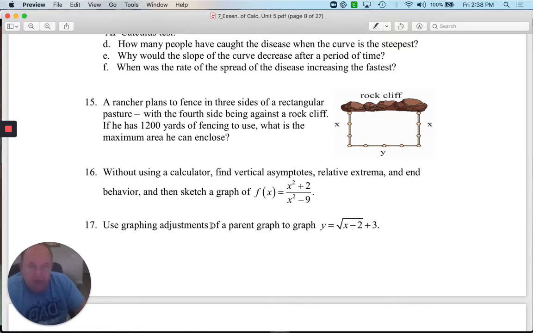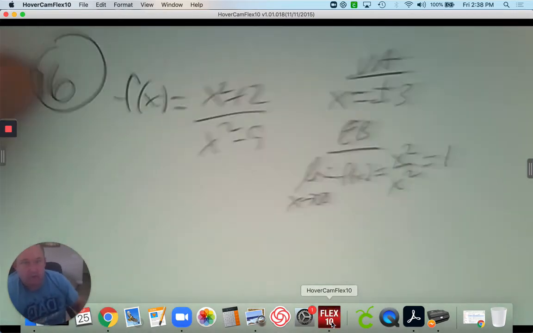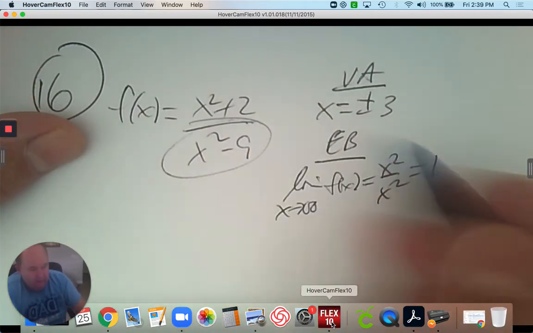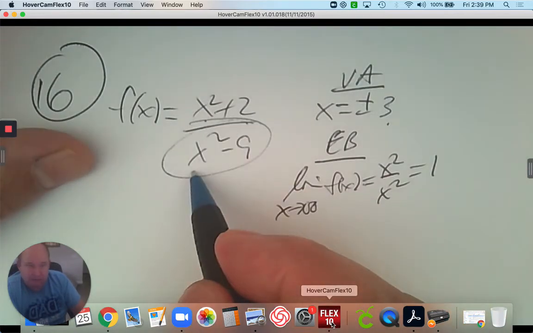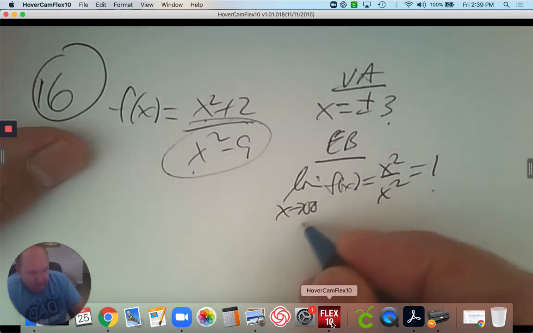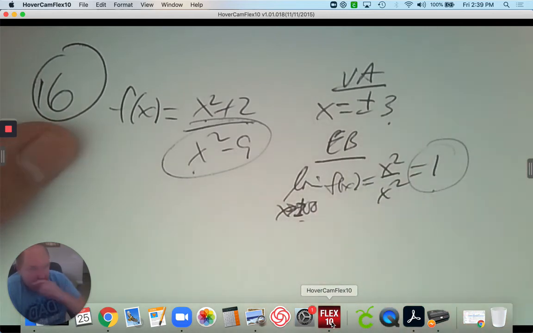So if we go power over power, the limit as x approaches infinity of f of x, x squared divided by x squared, both positive and negative infinity are going the same way. So the denominator gives me positive and negative 3. If I go power term over power term, that's also as it approaches positive and negative infinity. So both ends are approaching 1.